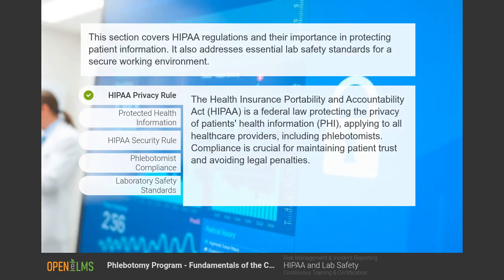This section covers HIPAA regulations and their importance in protecting patient information. It also addresses essential lab safety standards for a secure working environment.